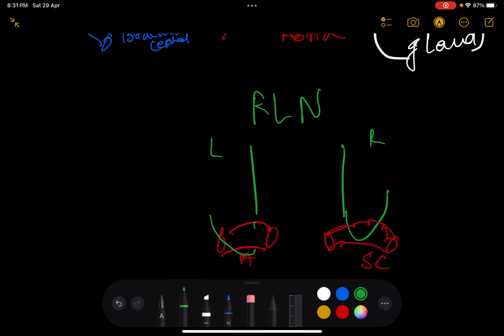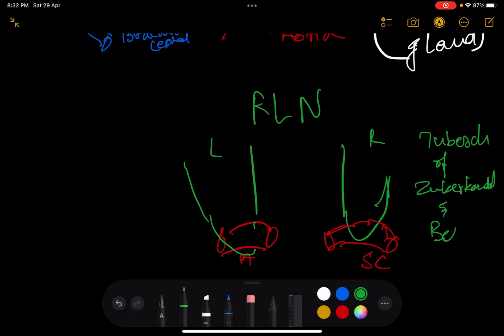So as these nerves hook around and go up, they lie very close to the gland, and they lie very close to a very important structure called the tubercle of Zuckerkandl, and you've also got the Berry's ligament. So these are the two structures that are in close proximity to the RLN. Sometimes this can come as a surgical question. All right, so far so good.